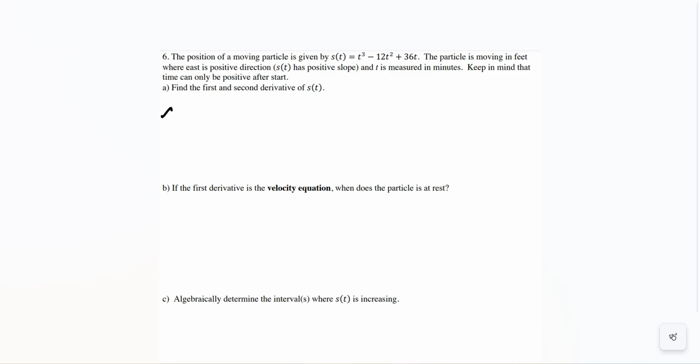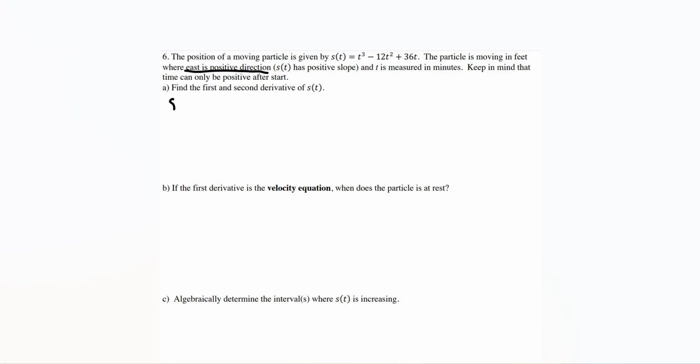Okay, let's do this. The position of a moving particle is given by s(t) equals t to the power 3 minus 12t to the power 2 plus 36t. The particle is moving in feet where east is the positive direction. Let's put that in parentheses. Let's put this positive, which means s(t) has a positive slope, and keep that in mind. And t is measured in minutes. Keep in mind that time can only be positive after the start. Find the first and second derivative of s(t).